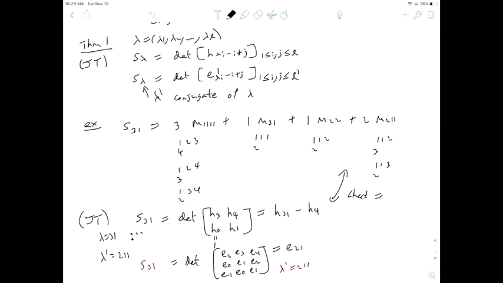Okay. And then this is the same as the determinant of E2, E3, E4; 1, E1, E2; 0, 1, E1. And if you calculate the determinant, it's going to be E2 E1 E1 minus E3 E1 minus E2 E2 plus E4. Okay, and check that this is the same. Yes.